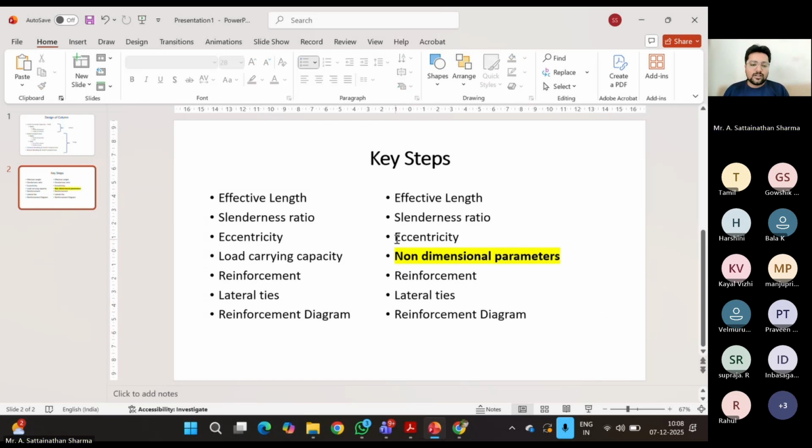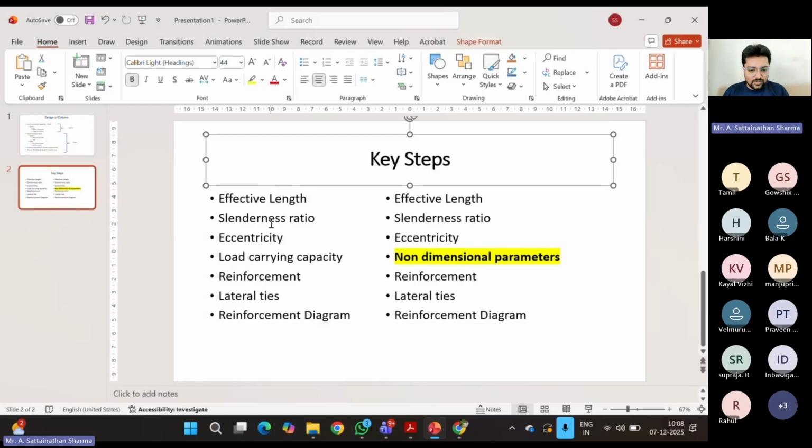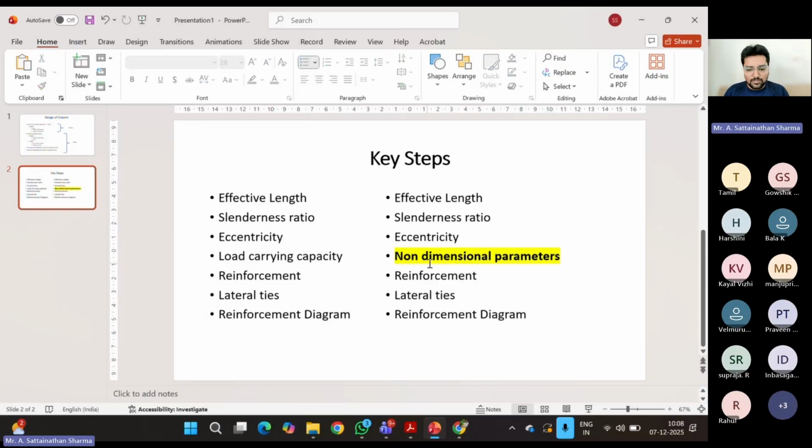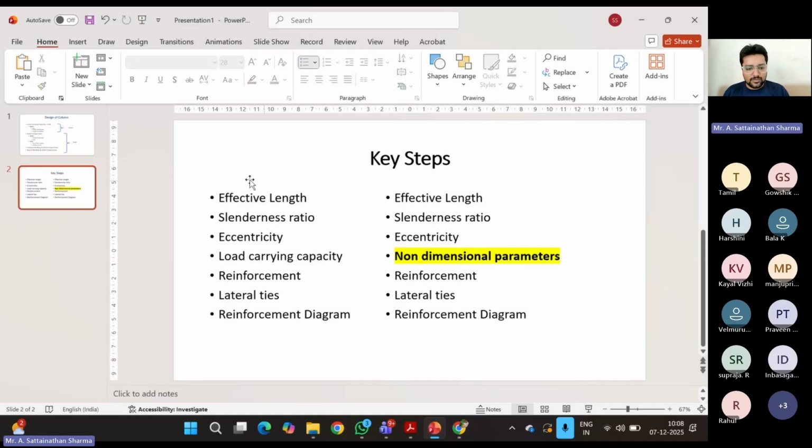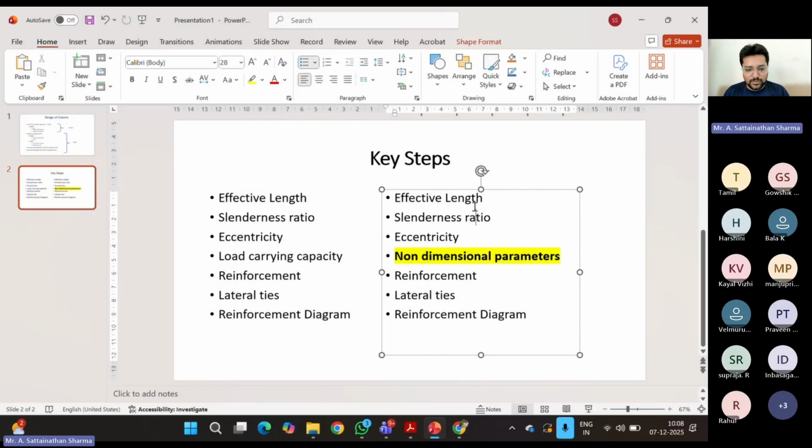Okay, then this is for an axial column. When you come to biaxial or uniaxial bending, uniaxial bending and biaxial bending, the same steps will be followed. What effective length will be followed?